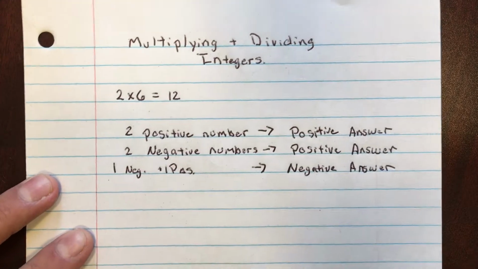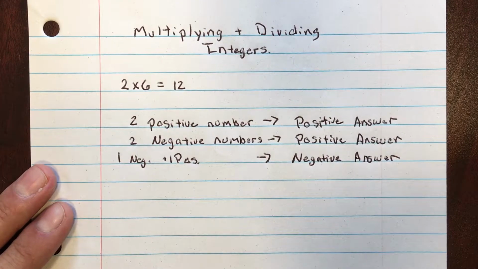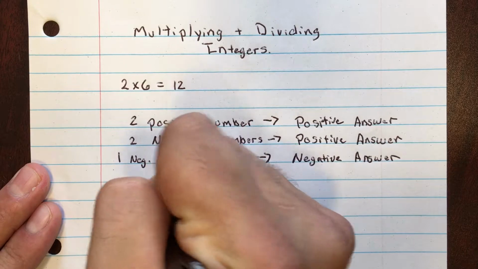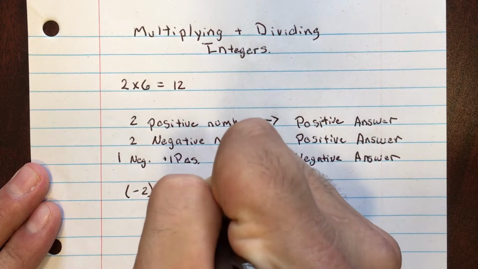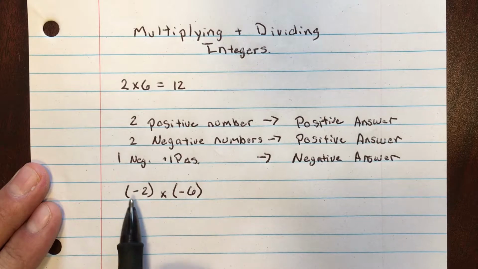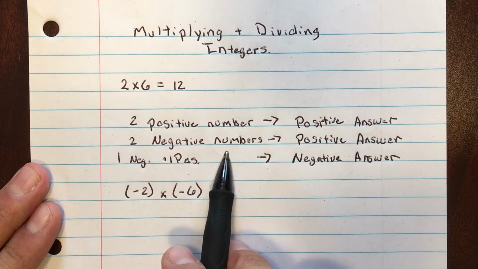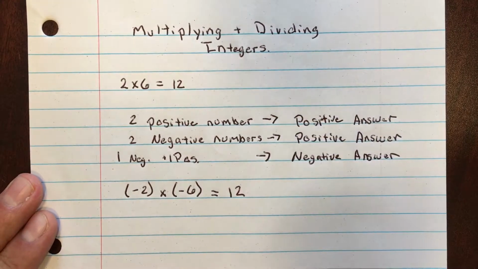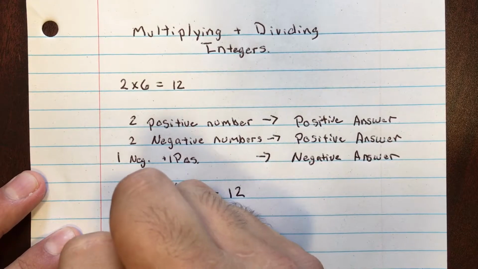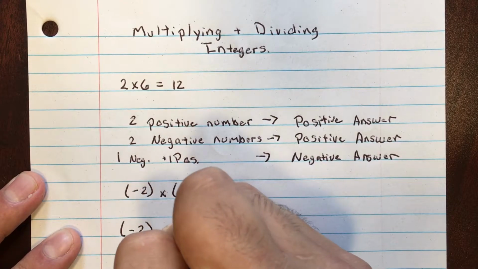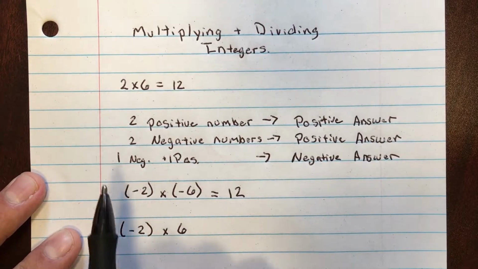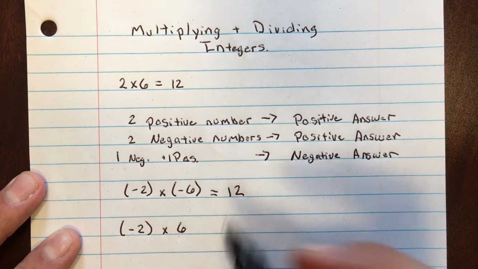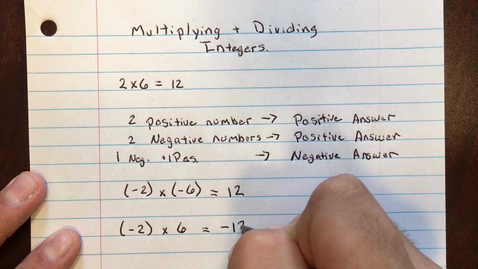All right, so if we go back to the problem that we just did, the 2 times 6, they were both positive, which is going to give us a positive answer. Now, if it was a negative 2 times a negative 6, because again they're both negative, 2 negative numbers gives us a positive answer, so that is still going to be a positive 12. Now if I have a negative 2 times a positive 6, again 1 negative, 1 positive, that is going to give me a negative 12.